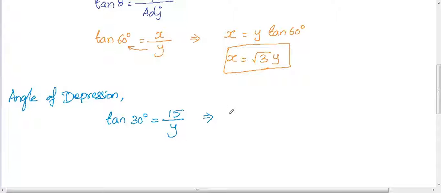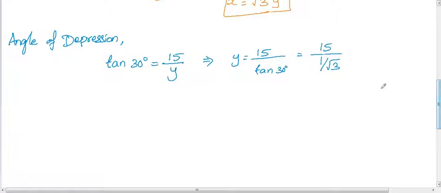And we know that the tan 30 value is 1 by root 3. Cross multiply and move the tan 30 to the right hand side. So y is equal to 15 divided by tan 30, and tan 30 value is 1 by root 3. So 15 divided by 1 by root 3, so y is equal to 15 into root 3. So this is the value of y.